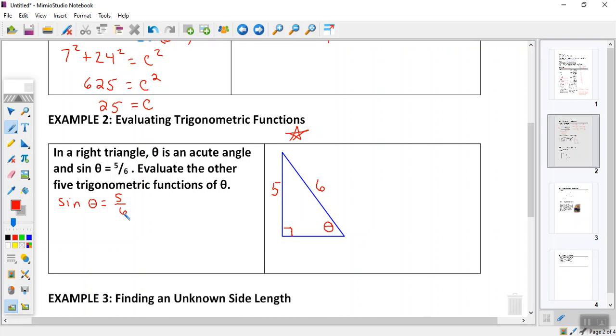Remind me again, which function is the reciprocal of sine? Cosecant, right? Why do I never remember that? I'm going to back up here. This should say cosecant of theta then. So if sine is 5 over 6, what does that make the cosecant?